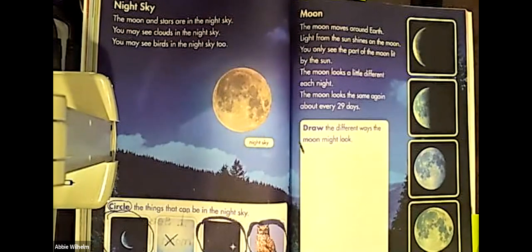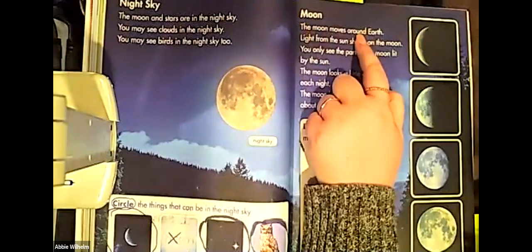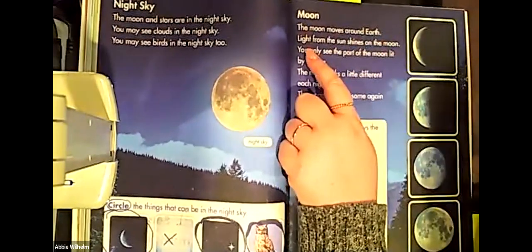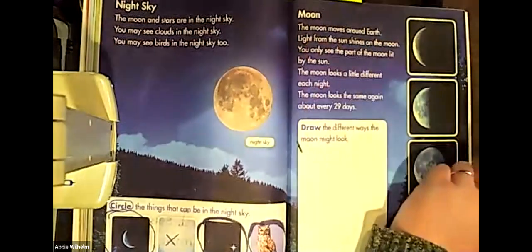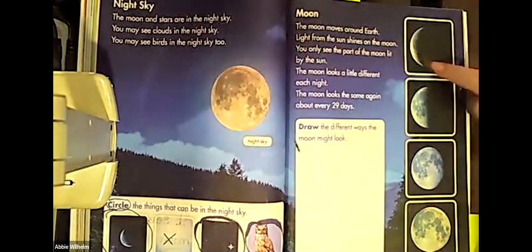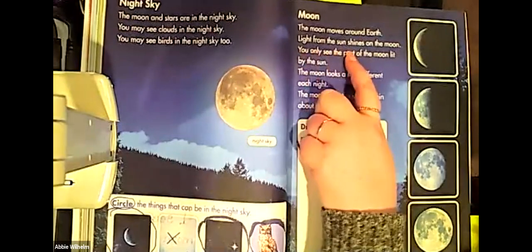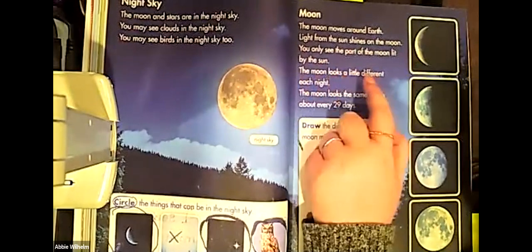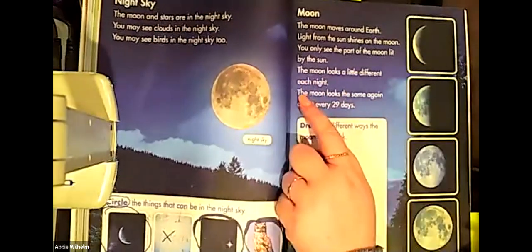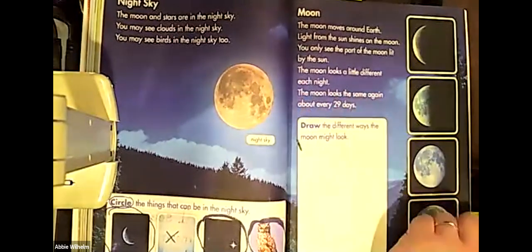All right, now let's go ahead and do the reading. So the heading says moon. Follow along with me. The moon moves around Earth. What? Around it? Light from the sun shines on the moon. I wonder if that's why it kind of looks like a shadow over here. You only see the part of the moon lit by the sun. The moon looks a little different each night. The moon looks the same again about every 29 days.